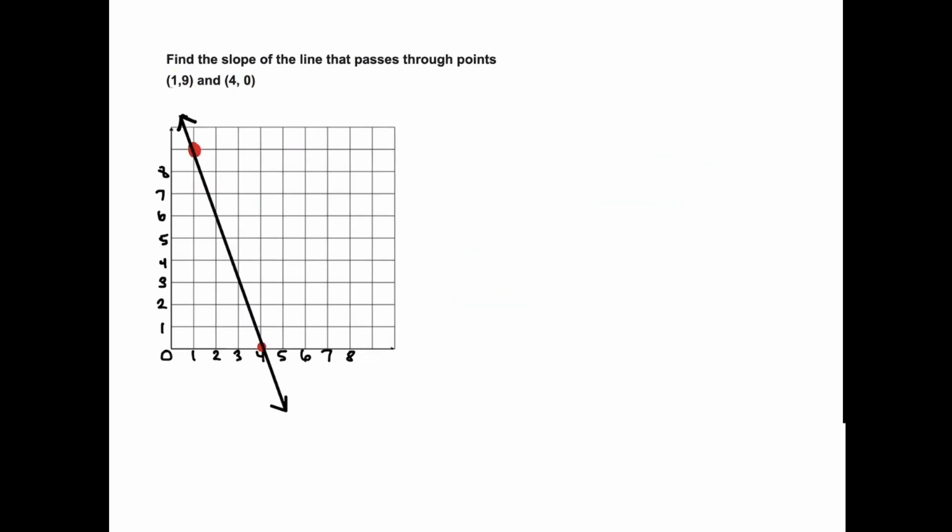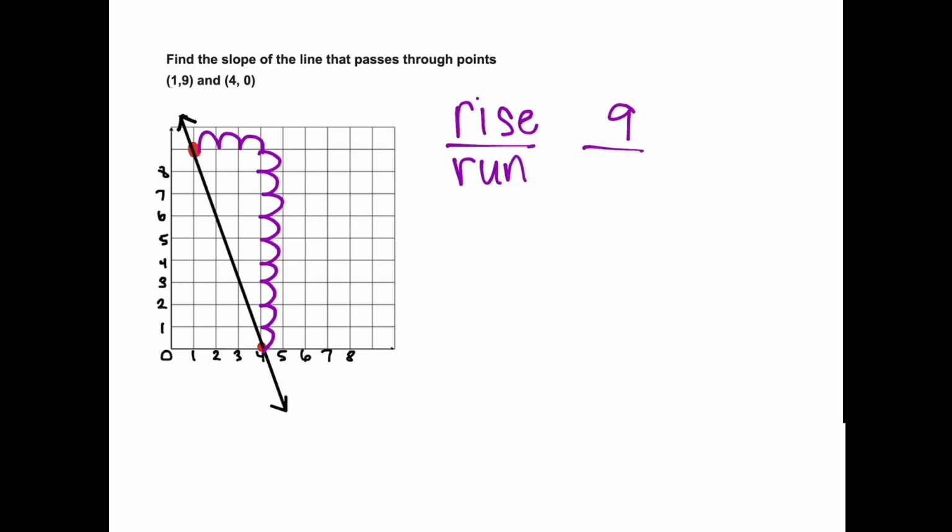Let's go through another one together. This says to find the slope of the line that passes through the points (1, 9) and (4, 0). Since we have a graph, it's a lot easier to just do rise over run. We're rising up 1, 2, 3, 4, 5, 6, 7, 8, 9 up. And it's positive since we went up. And then we're running 1, 2, 3. But it's going to be negative because we ran 3 backwards.